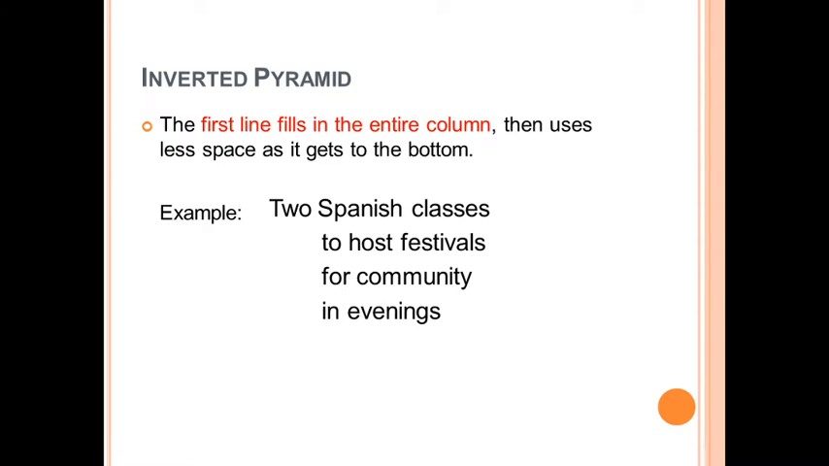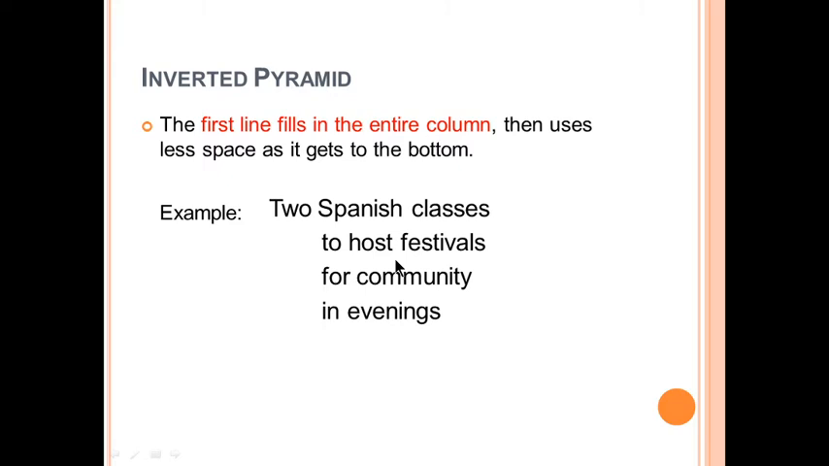The next one is inverted pyramid. This also we have discussed. This is the structure of an inverted pyramid headline. The definition is also given here. The first line fills the entire column. For example, if a news article consists of four columns, the first line covers the entire column, and the next line consumes a little less space compared to the first line. This is how it is structured. A headline in the form of an inverted pyramid is known as an inverted pyramid headline.